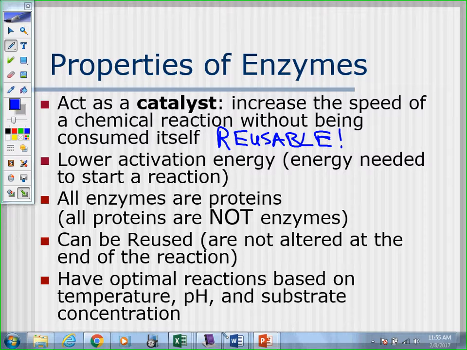Enzymes are proteins, but not all proteins are enzymes. An example of a large quaternary protein that is not an enzyme would be hemoglobin. Where do we find that? In your blood. So that hemoglobin is a very large protein, not an enzyme. Typically, very large proteins are enzymes. There's an example of one that's not. So just make sure you understand that.